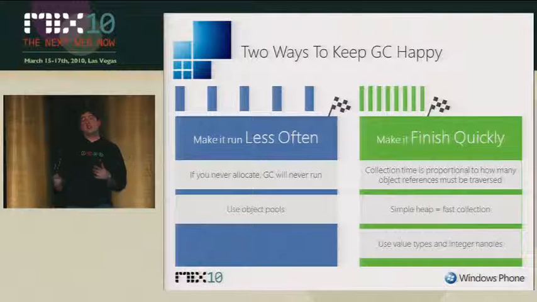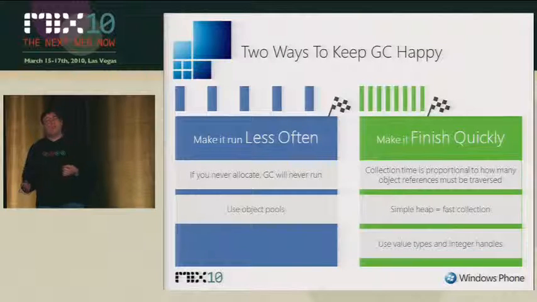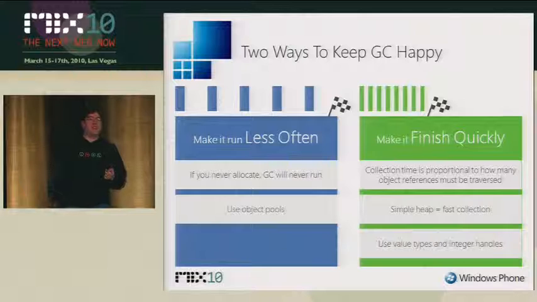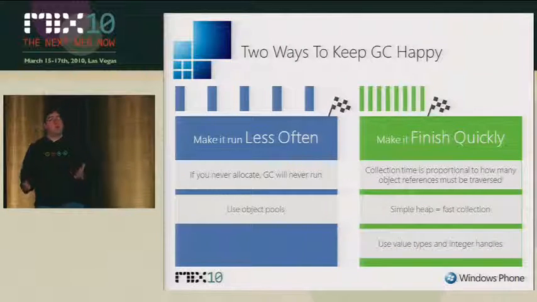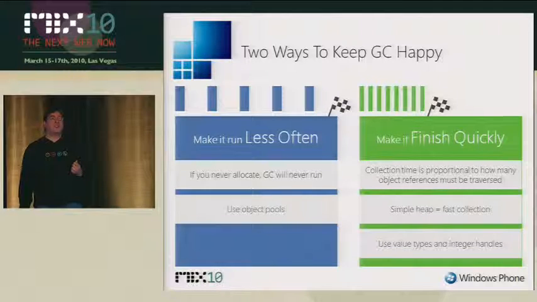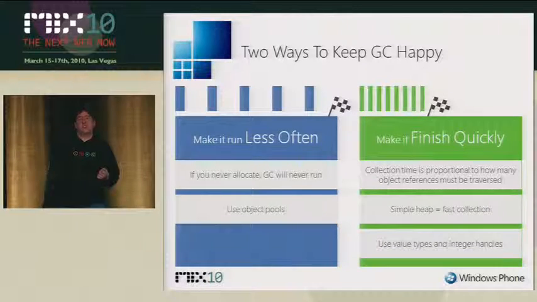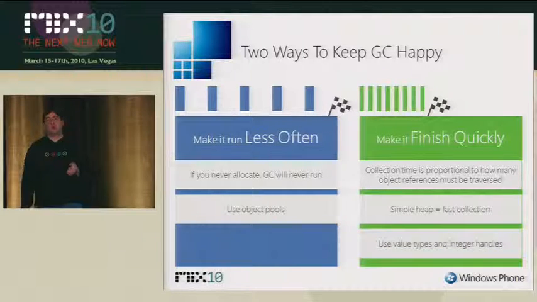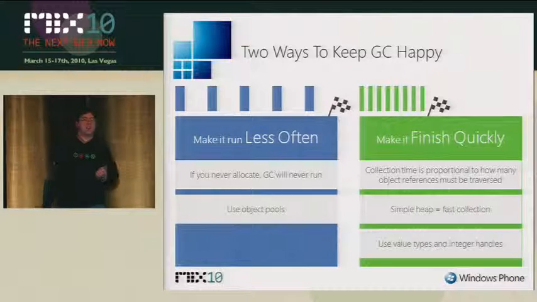The other way is to say, I'm going to let it run. I'm going to let it run as often as it wants to run. Every frame is fine. I'm just going to make it run really, really quickly. If it takes 1 millisecond, 2 milliseconds, not a problem. My game's still going to stay smooth. The important thing to understand here, how long the garbage collector takes to run is directly proportional to how many references to objects are on your heap, because it just follows them all. More references, more things to follow, it's going to take longer.